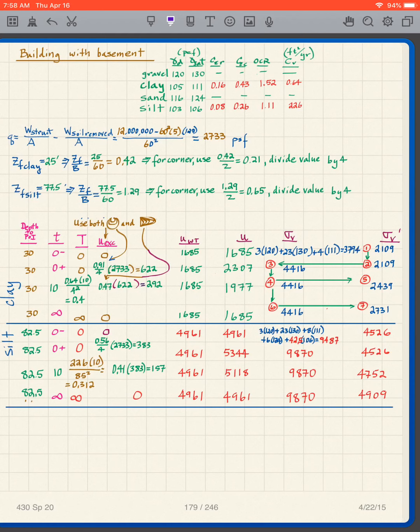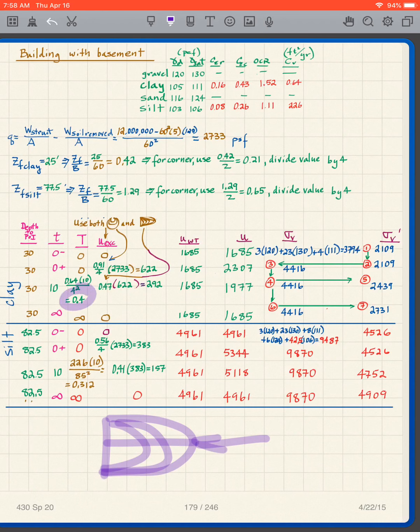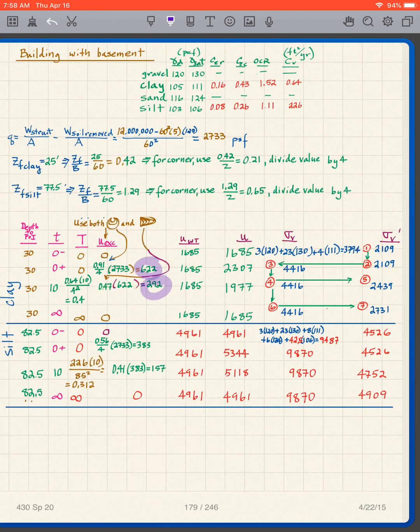So if I'm using double drainage in the clay, what does that mean? That means that when I'm using the curves, I'm going to use there down the middle. So I use the value of t of 0.4. So I go down through the middle to t of 0.4. I read up. I get 0.47, and I multiply that 0.47 by the 622, and I get 292. So 0.47 times 622 is 292.